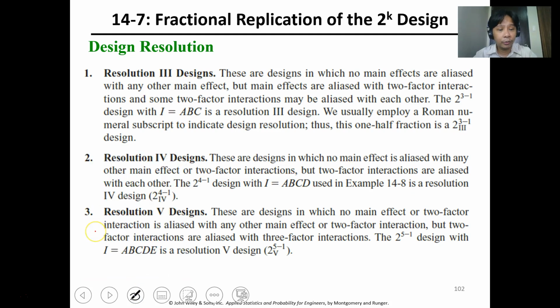Okay, now, for resolution 5 design, these are designs with no main effect or two-factor interaction aliased with any other main effect or two-factor interaction. The two-factor interactions are aliased with three-factor interactions. So, basically, ito yung 2, 5, A, B, C, D. Ito yung 5 design resolution natin.